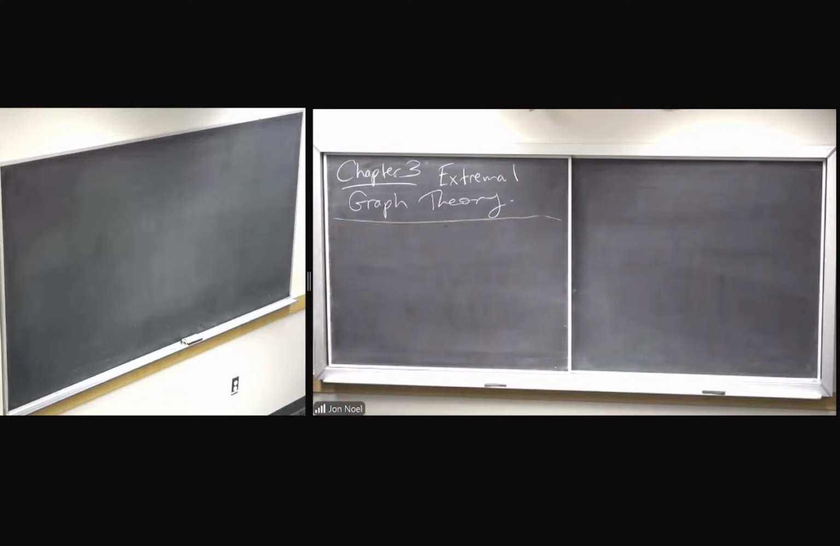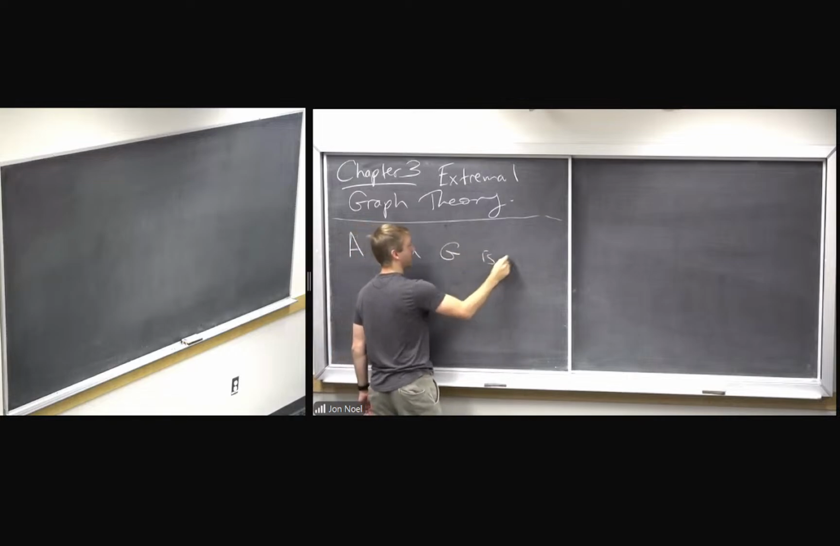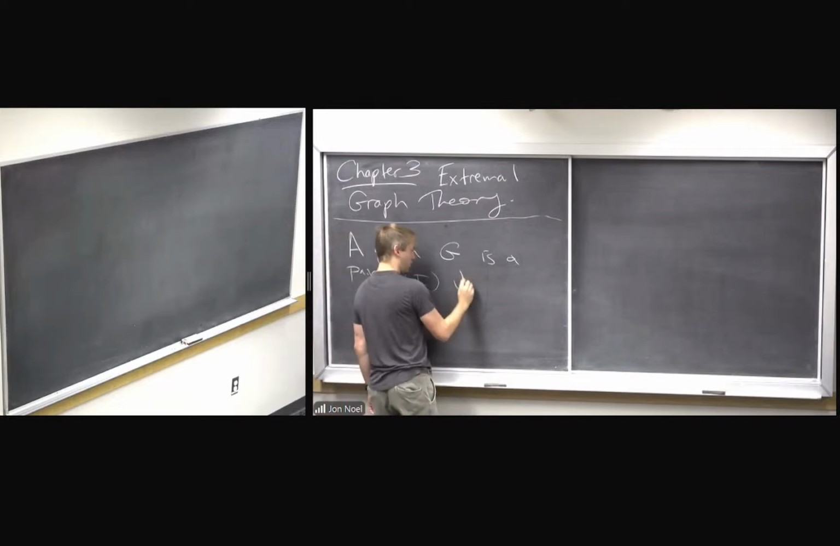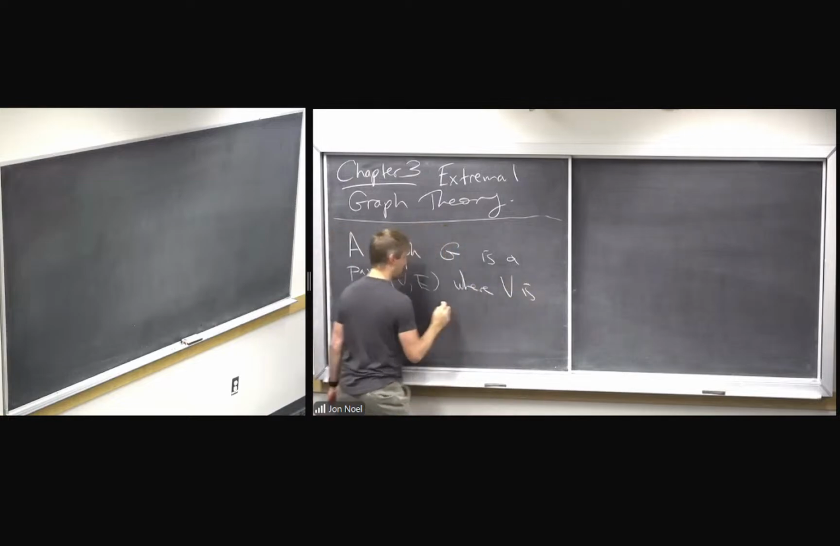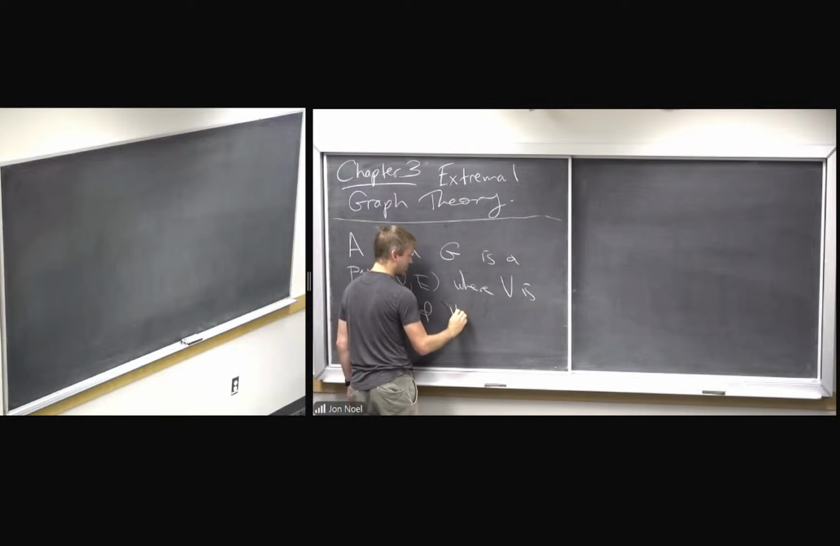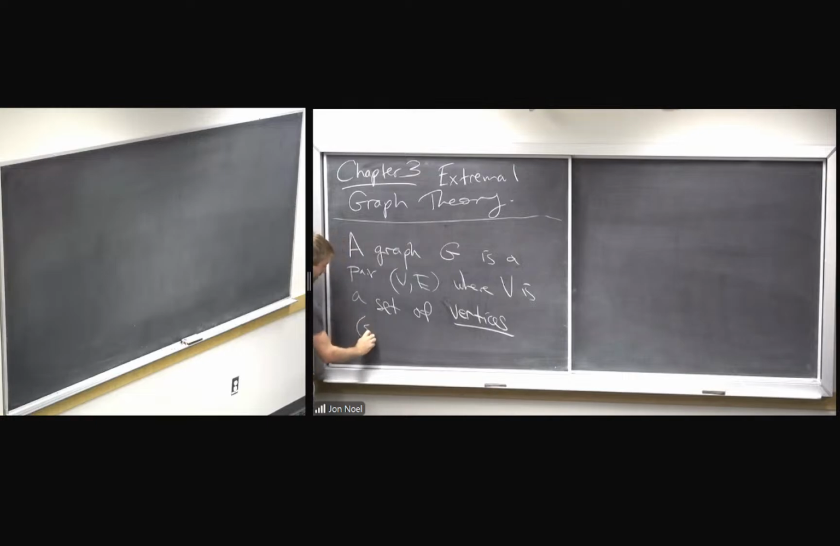But in some sense, a graph is a set system, kind of. It's a set system of sets of size 2, right? So I'll just go through these things quickly. G is a pair (V, E), where V is a set of vertices. The singular is, of course, vertex.